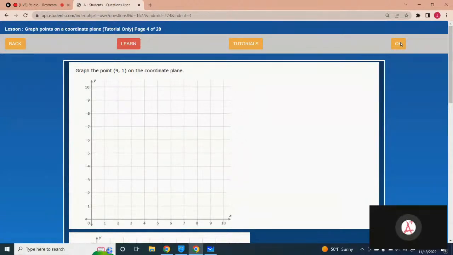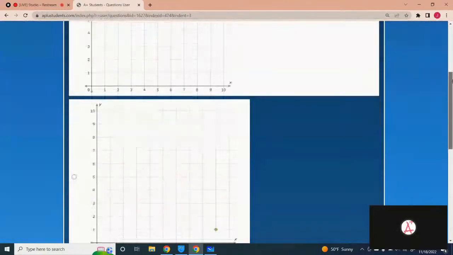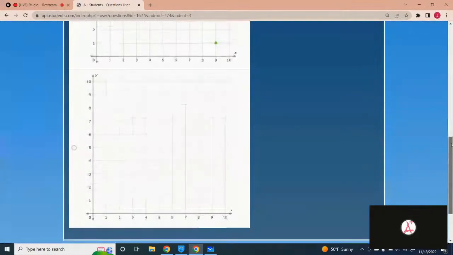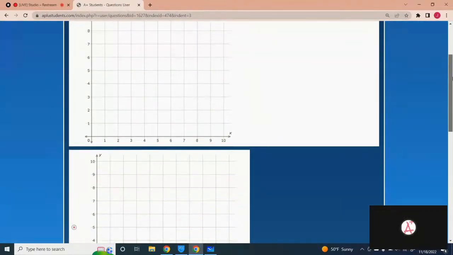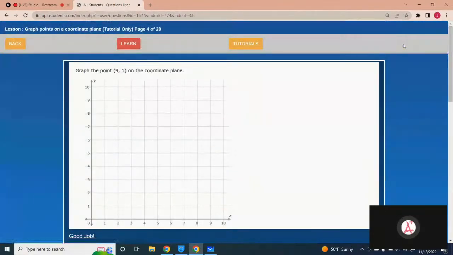Okay, the next one is graph the point 9, 1. You have just one option in the given. x is 9 and the first is the correct one. Got it? Okay, let's just move on to the next topic.